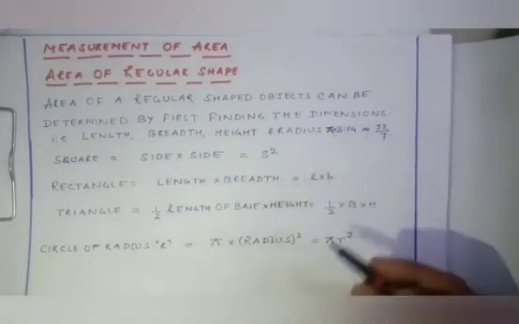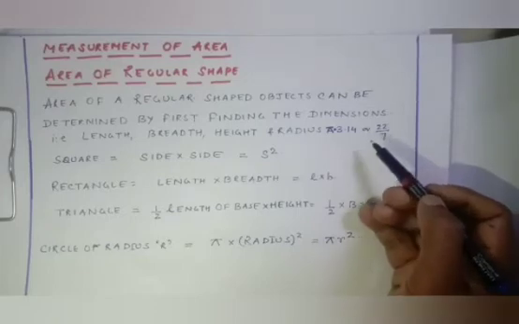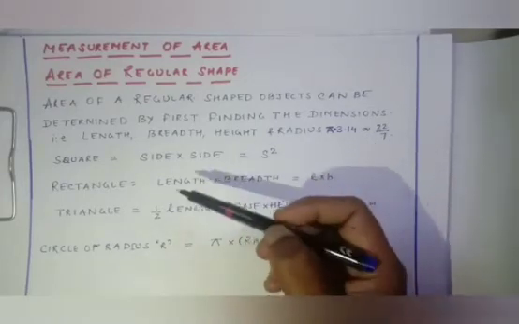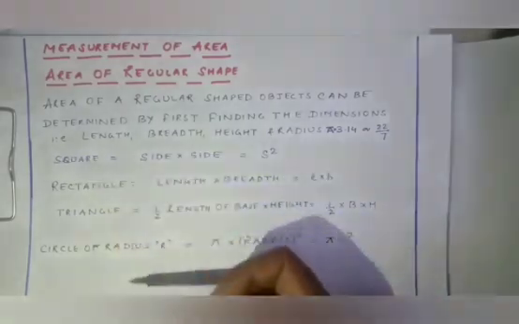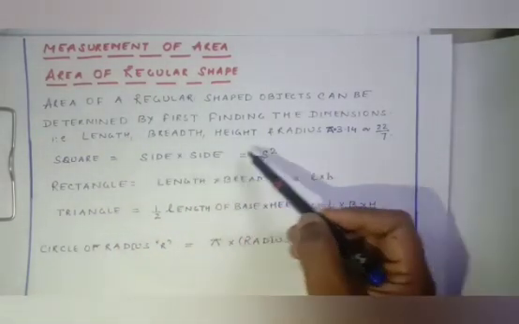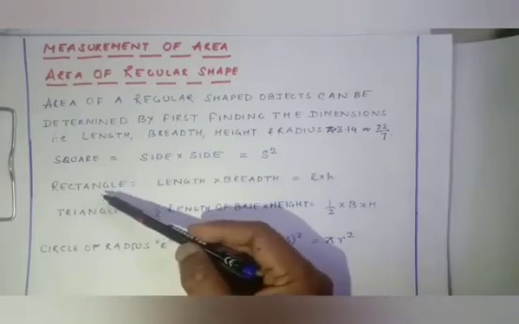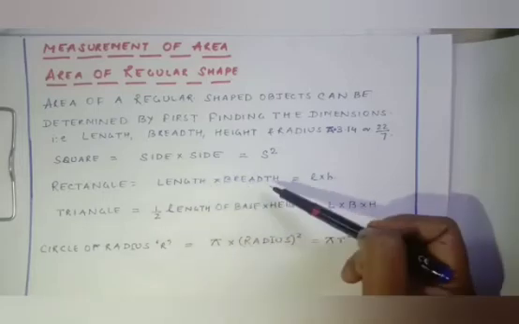The value of pi is 3.14 or 22 upon 7. Now let us take an example of a square. If I have to find out the area of a square, what is the formula? Side into side is equal to side square. When it comes to rectangle, the area of a rectangle is length into breadth.